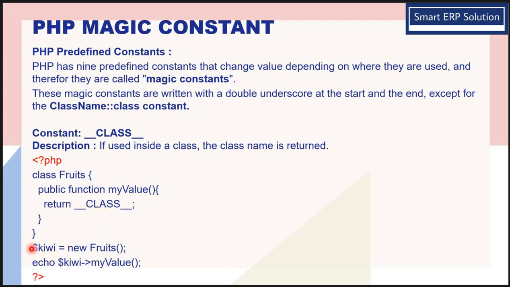So $qe is the normal variable, new Fruits object. By using the new keyword, we are creating the object of the class Fruits, $qe. So $qe holds the value of this magic constant. Echo $qe arrow myValue. myValue is the function name. The output will be Fruits.